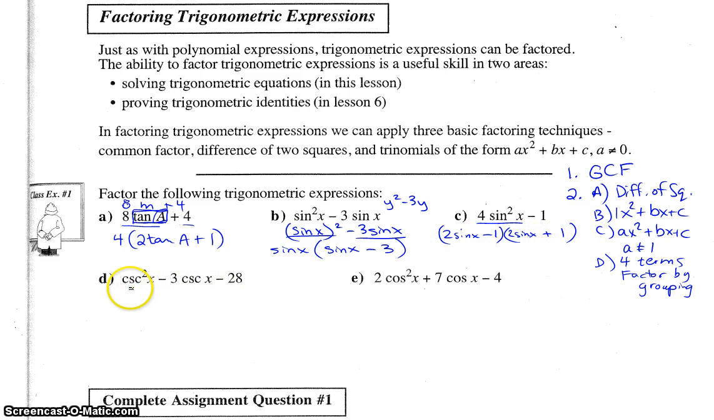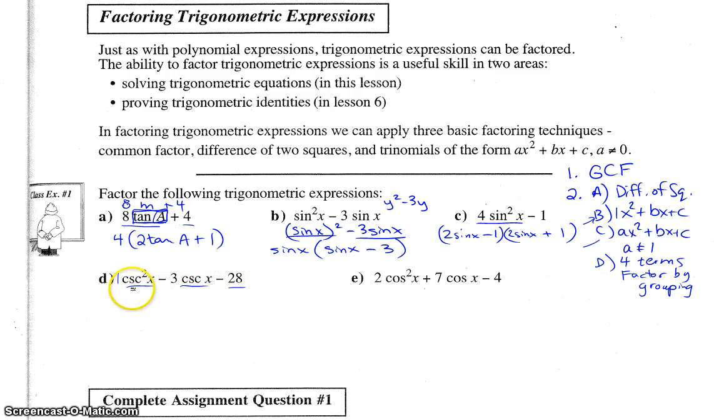Okay, let's take a look at this one. Now, when it starts getting into 3 terms, hopefully you recognize, hey, I've got this kind. Oh, actually this kind, type B, 1x squared, because there's just a 1 in front of my squared term, plus bx plus c.